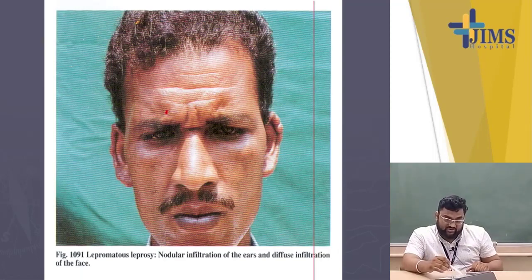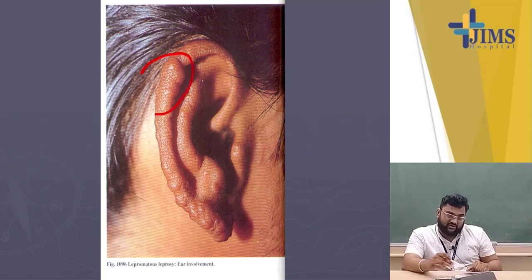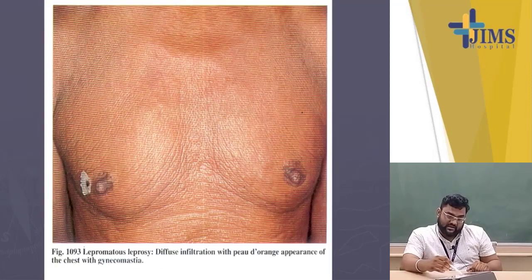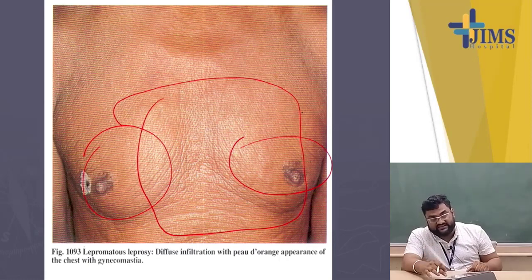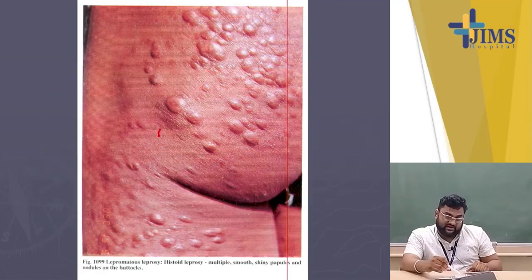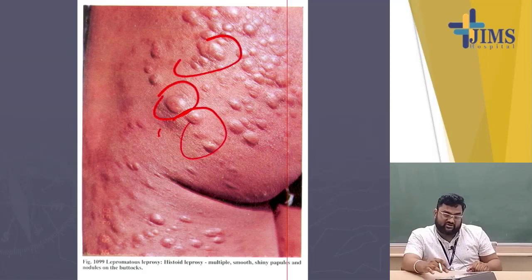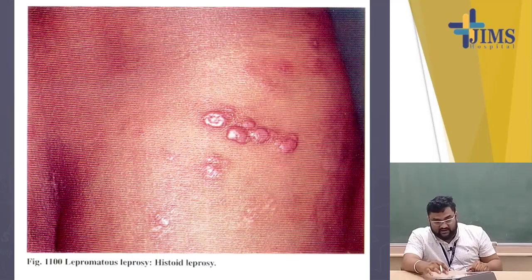We have the nodules in the ear. We can see these are the big nodules. See in the ear, nodules. See, these are nodules of the ear involved in leprosy. This is a peau d'orange appearance of the chest with gynecomastia due to the activity of the testis in a leprosy patient. These are the histoid nodules of the buttocks of a leprosy patient, histoid leprosy.